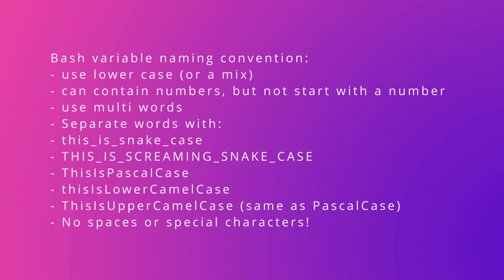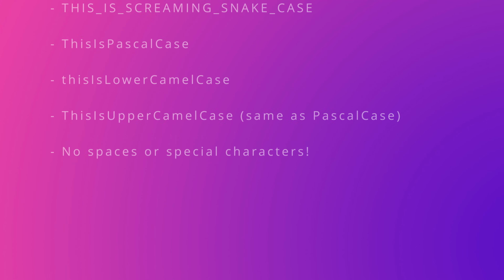There's also the variation called Wiki case, which has a clearer guideline on when to use upper and lowercase. But in general, using camel case is a good practice. Spaces or special characters are not permitted in the variable name.